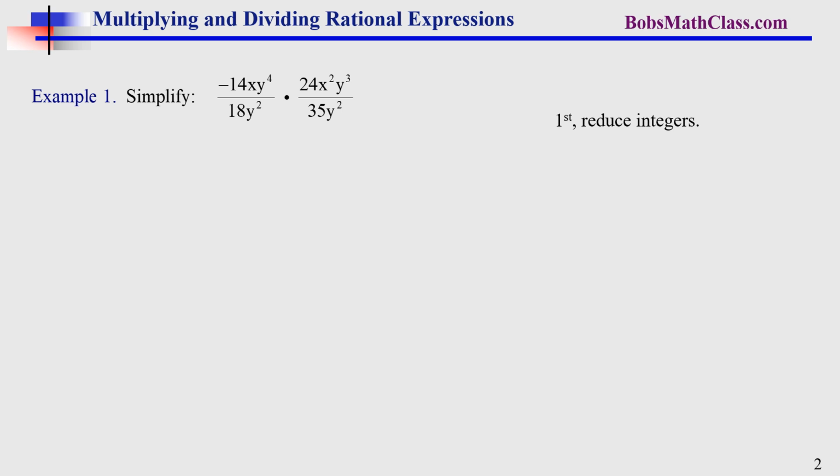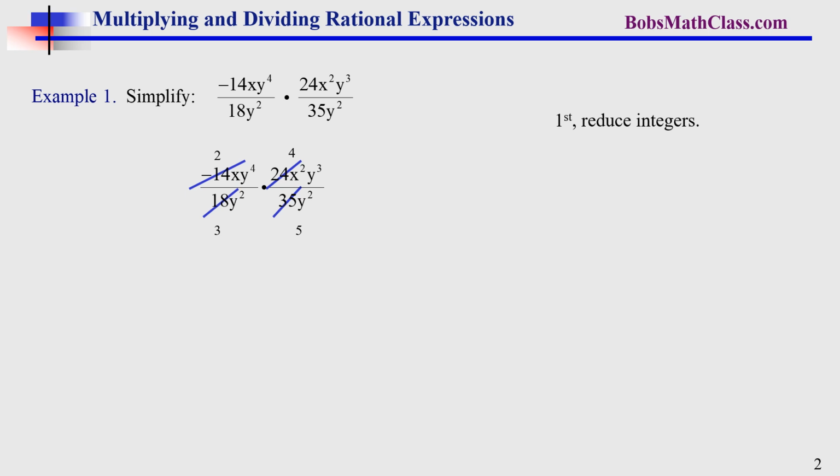Looking at 14 and 35, we could reduce, if you could find a number that goes into 14 and 35. You could also reduce the 14 and 18 first. So there's multiple methods here. I think we should reduce the 14 and 35 and maybe the 24 and 18 and then see where we are. What number goes into 14 and 35? Right, 7. And what number goes into 18 and 24? Yeah, 6. So let's reduce that.